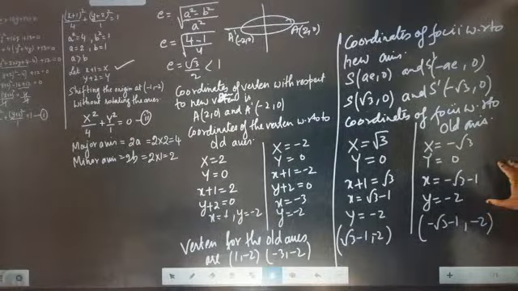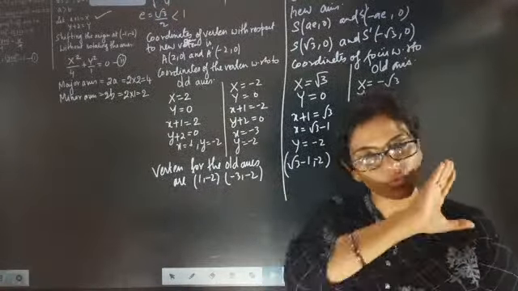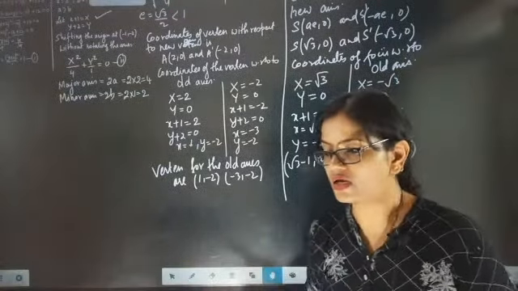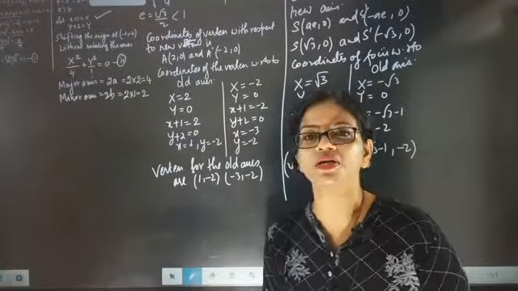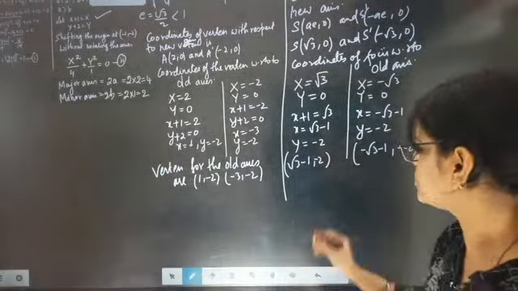This point means 4 mark question. This question comes means 4 marks, not less than that. And 100% one 3-4 mark question will come from conic sections for sure.